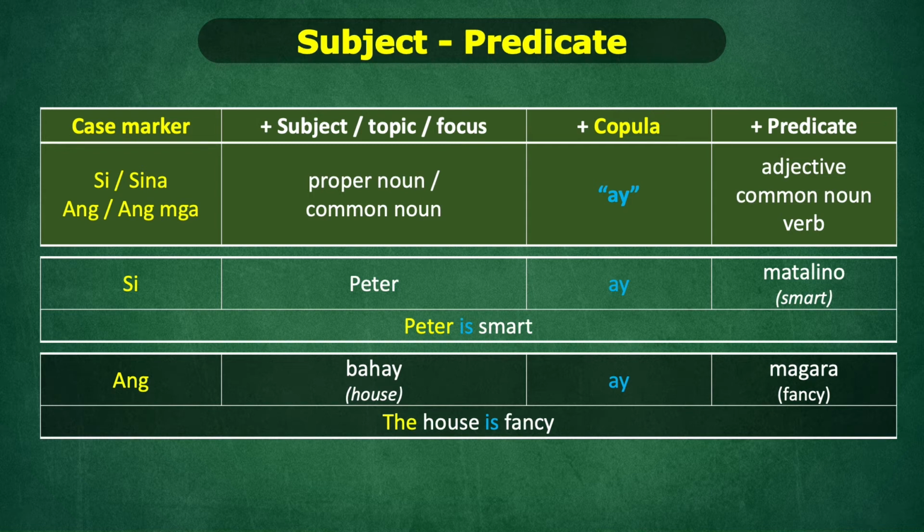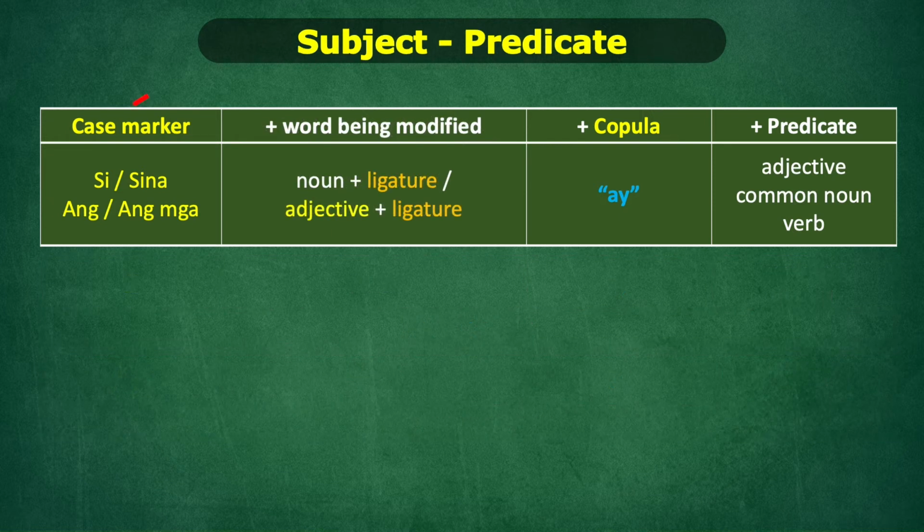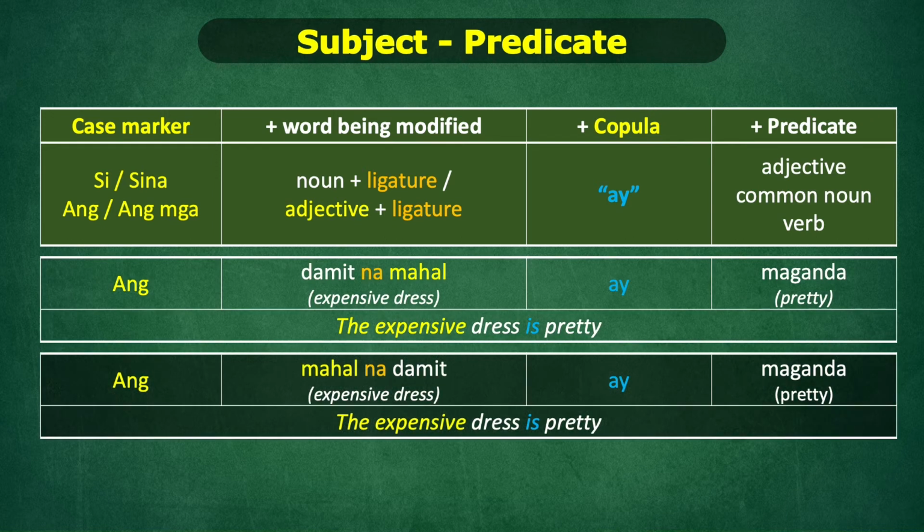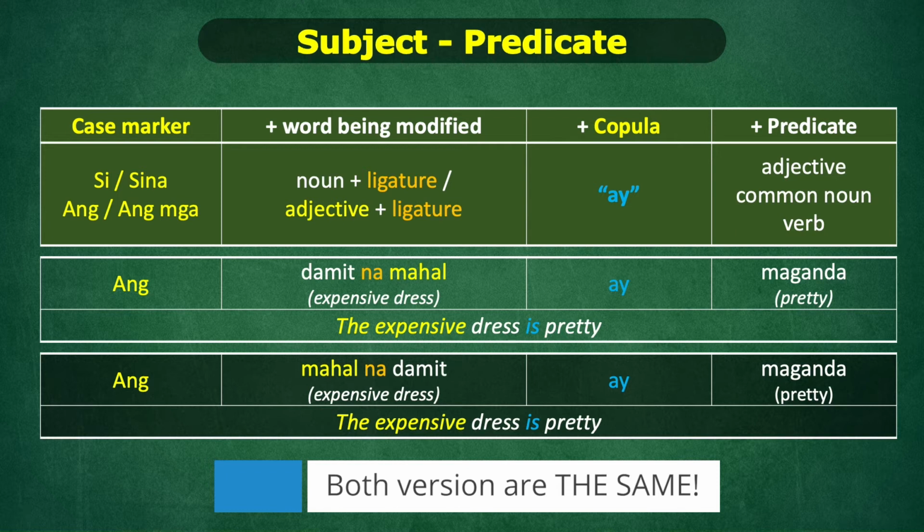We can use the same pattern to add the words being modified. For example, case marker plus modified word plus ay plus the predicate. So we can have, ang damit na mahal ay maganda. Or we can flip this to, ang mahal na damit ay maganda. Both versions are exactly the same in English. The expensive dress is pretty. Let's try some more examples.